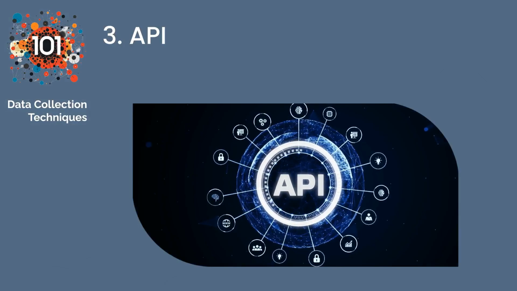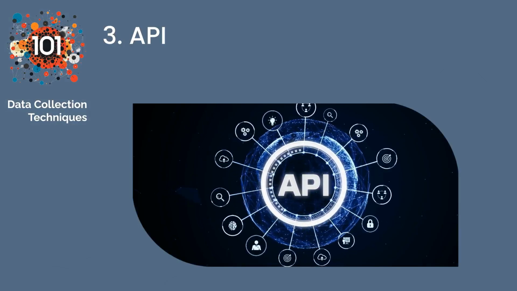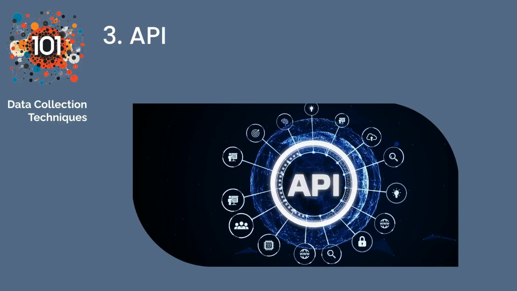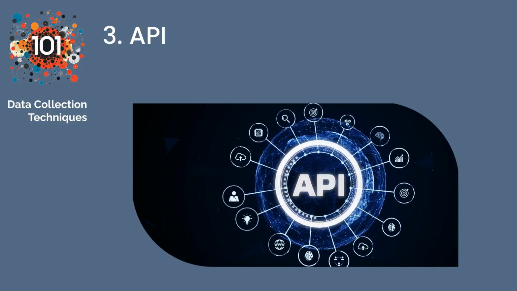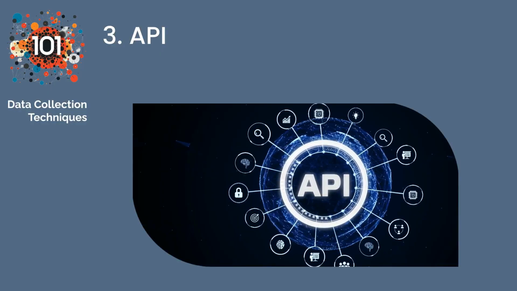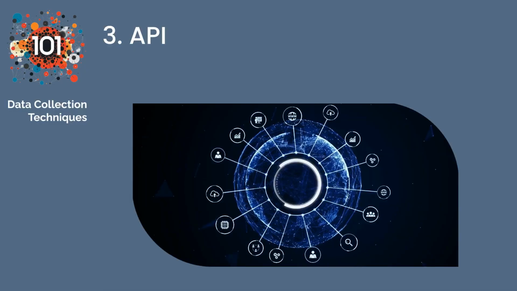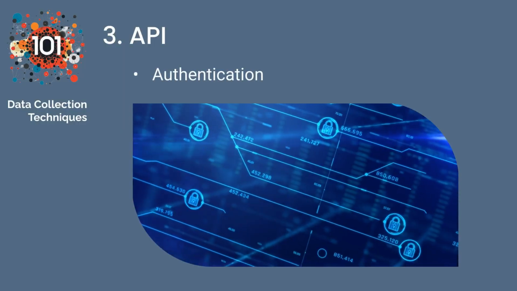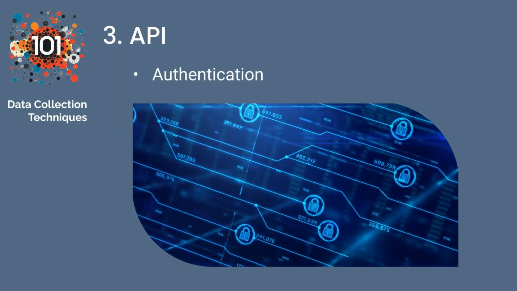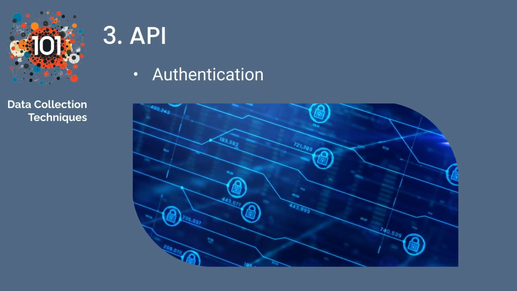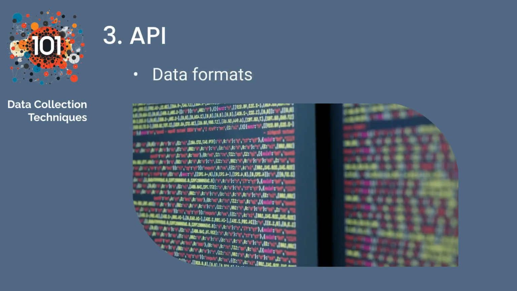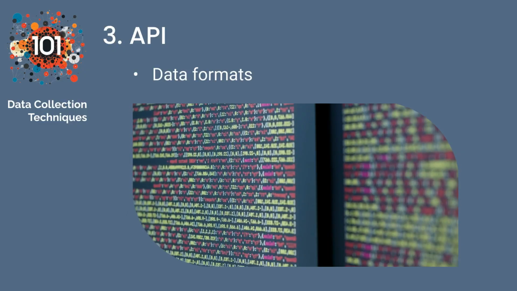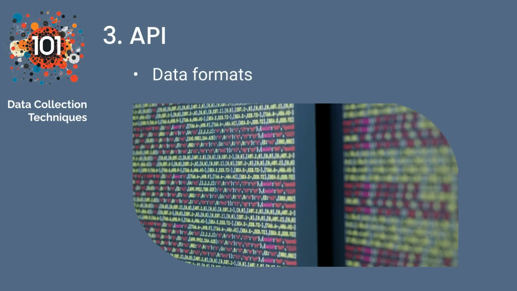APIs, or application programming interfaces, enable you to programmatically access data from online platforms, making them a powerful tool for obtaining structured information from sources like social media platforms, weather services, or financial markets. To use an API, you typically need to authenticate your access with an API key, which ensures that only authorized users can retrieve the data. The data returned through APIs is usually in a structured format like JSON or XML, making it easy to parse and work with in various applications.